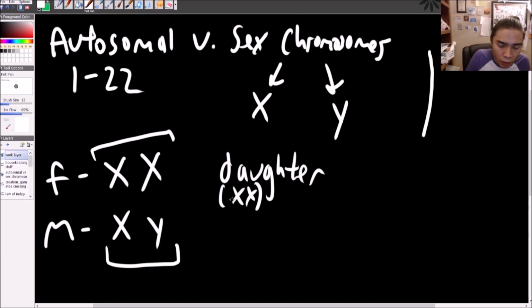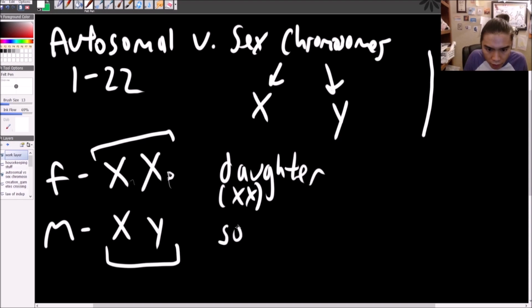So the daughter has to get one X from the mother, and it could be either the one from the grandfather or the one from the grandmother, so the maternal one or the paternal one. So the daughter gets one from the mother, and it could be either this one or this one, but she also gets one from the father. The father can only give one kind of chromosome, it just is an X. So whatever the X the father has is what the daughter will have as well.